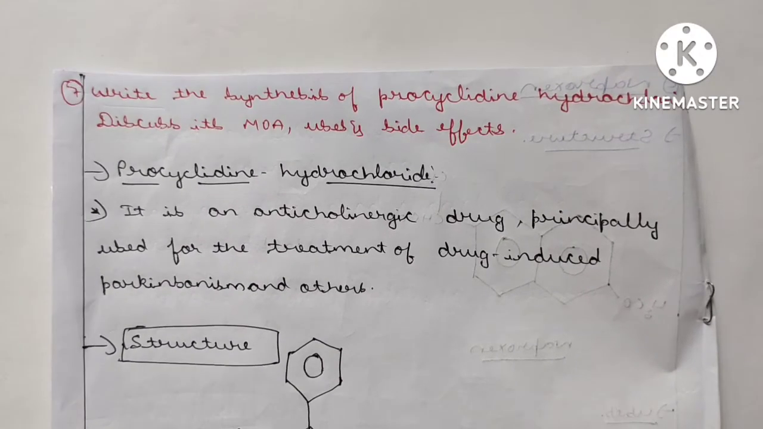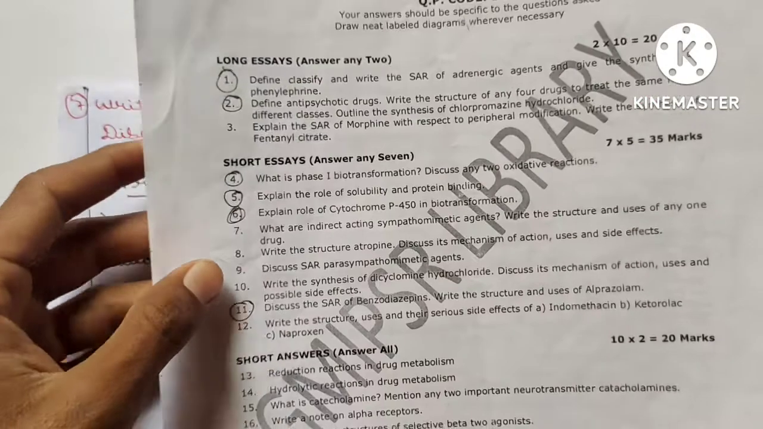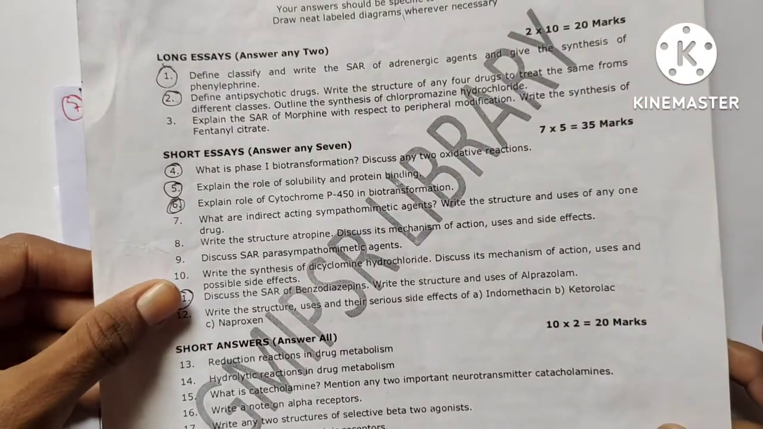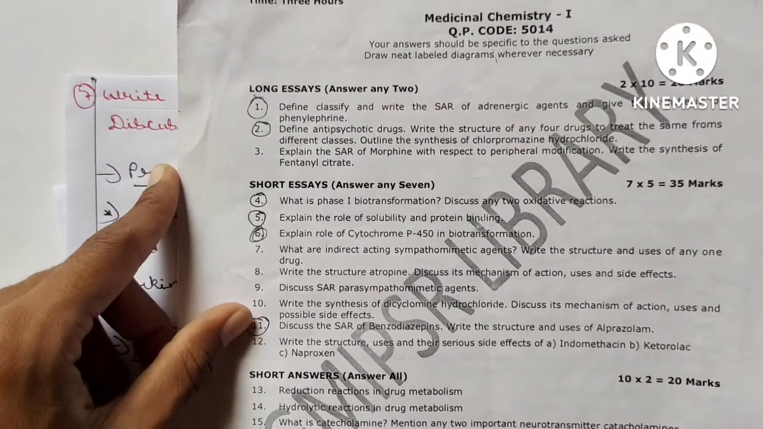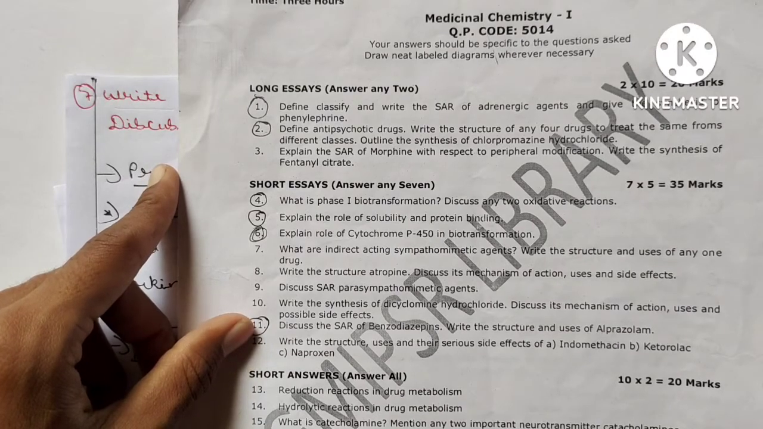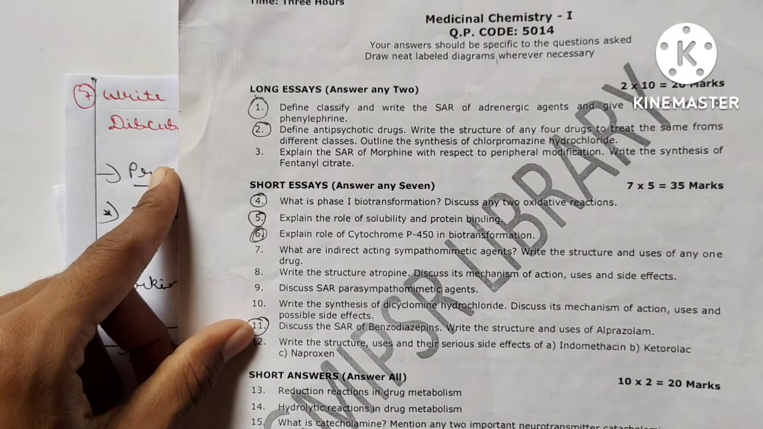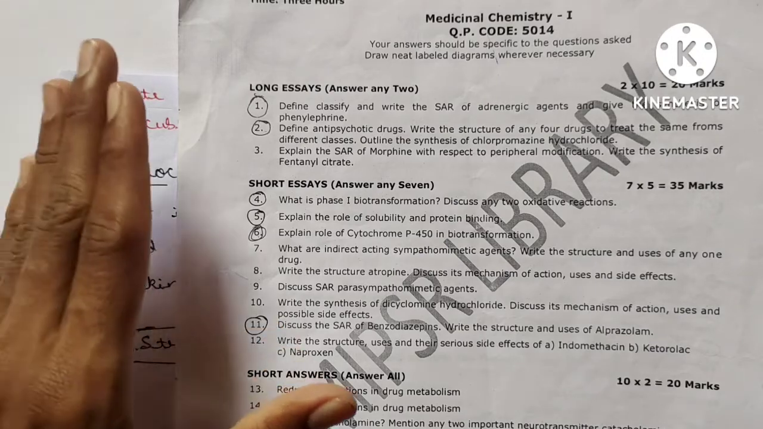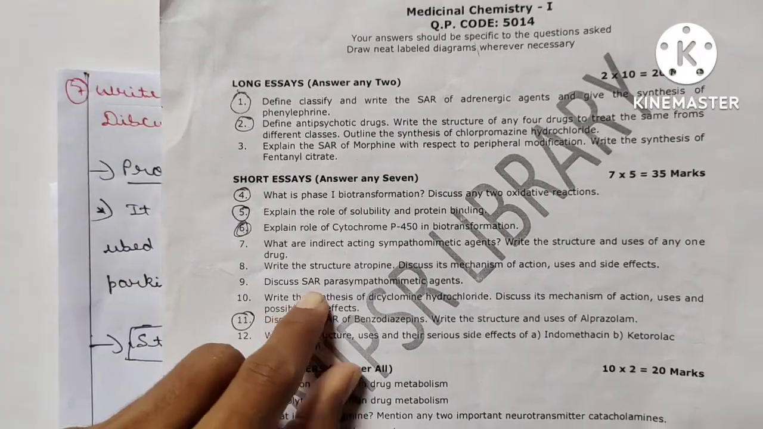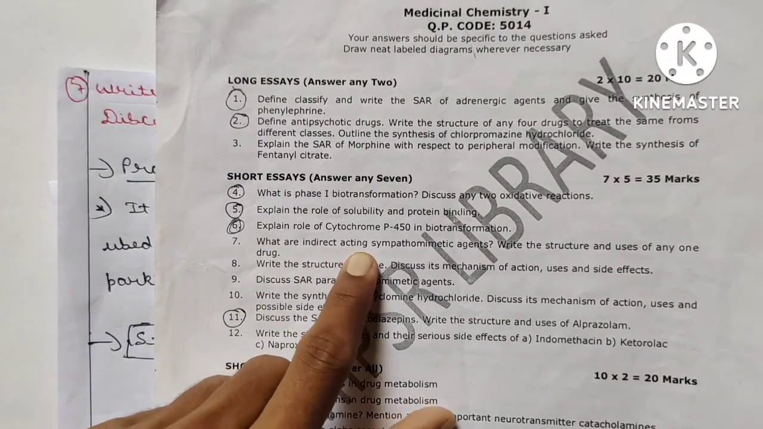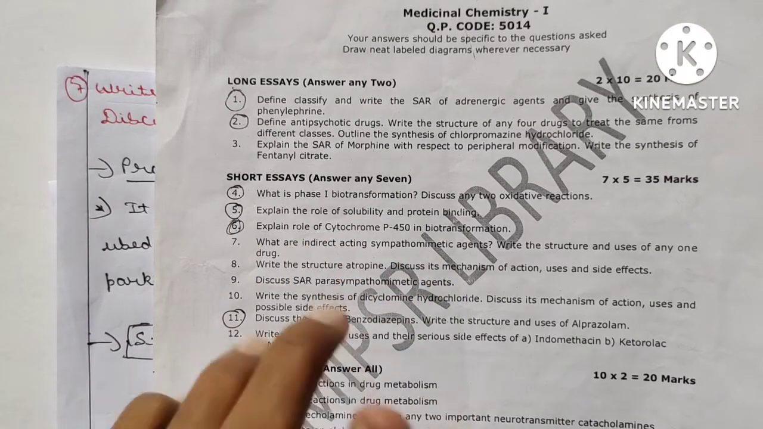See here, one more point I want to tell you before going through this question. You are observing, sir, only 7 questions in 5 marks. Sir, there are many questions now, why are you giving only 7? See here, if you practice the 10 marks questions, in that 10 marks only you will get here. I will tell you an example. What are indirect acting sympathomimetic agents, structure and uses of any one drug?